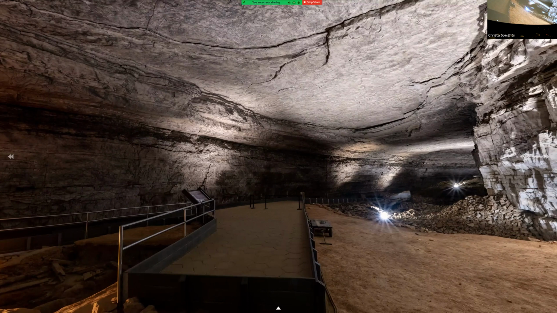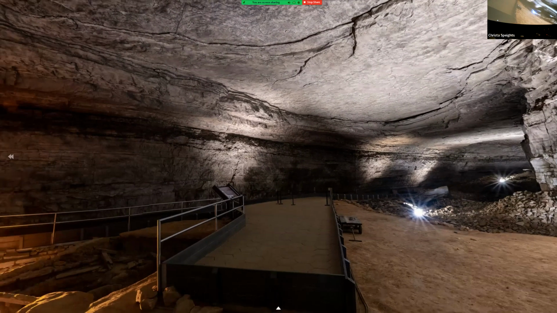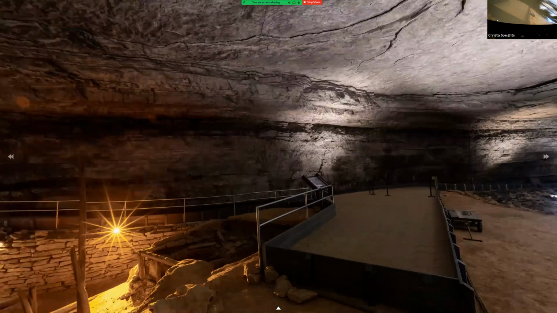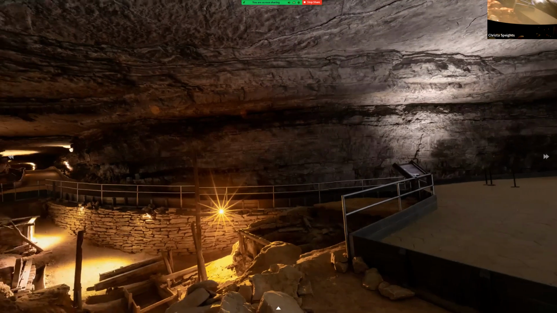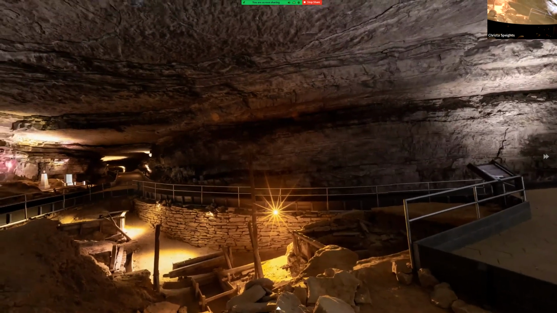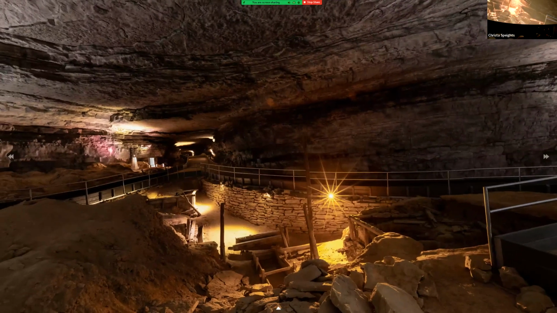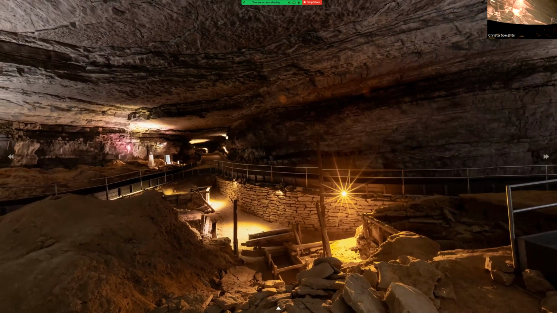Something to point out here, just in terms of human usage, of course, you can see the handrails and the interpretive sign and things of that nature. So people are using it today. But a cool thing to look at in the Rotunda are all of these wooden artifacts. These are the remains of a saltpeter mining operation that was active during the War of 1812.